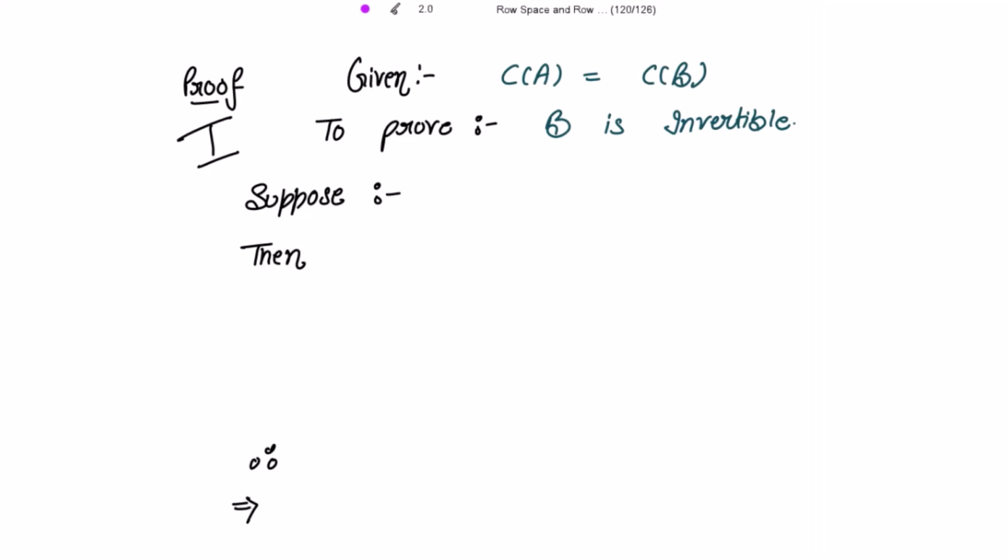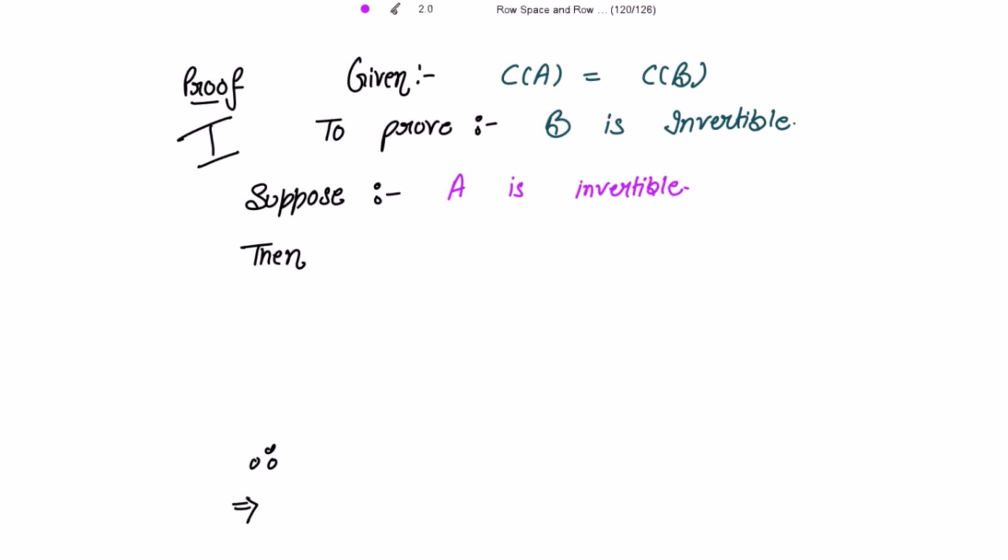Now what is given to us? That the column space of A is equal to the column space of B. And we have to prove that B is invertible. So we have to show B is invertible if and only if A is invertible. Right? That is non-singular. So let's take first A to be a non-singular matrix. So suppose A is invertible.